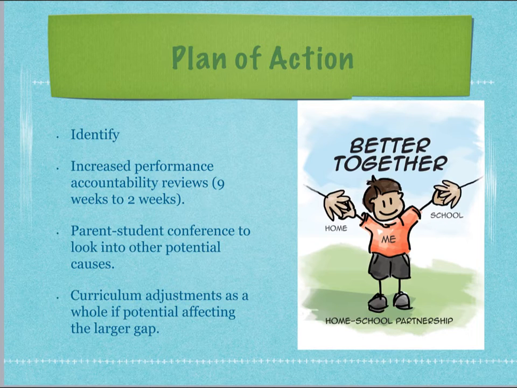So our targeted plan of action is putting in three different things. So obviously we need to identify what's going on. Once we're confident with our identification of those students, those target audiences, and the actual learning gap that exists, we're going to increase the performance accountability reviews. Traditionally, this happens every 9 weeks.